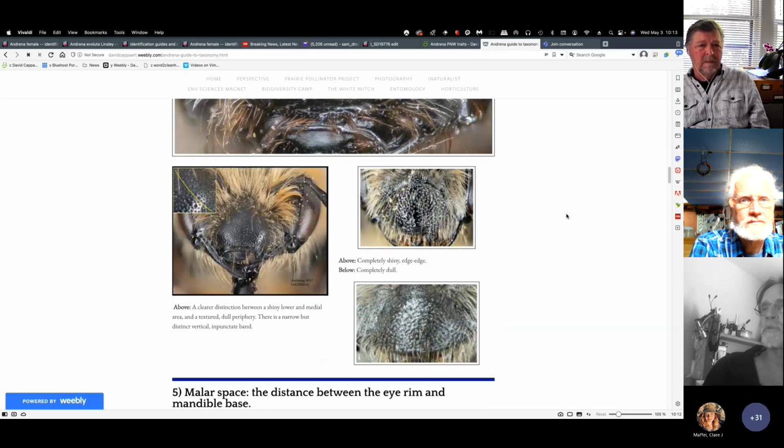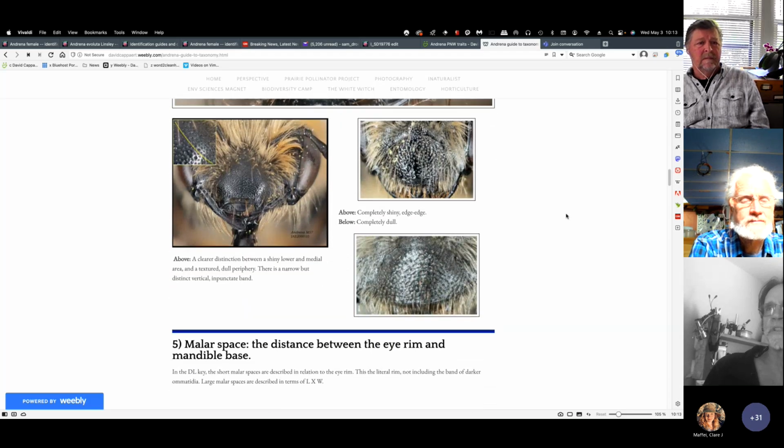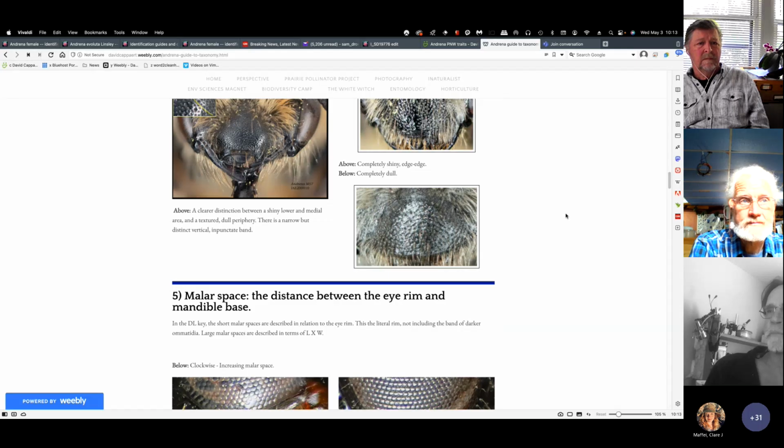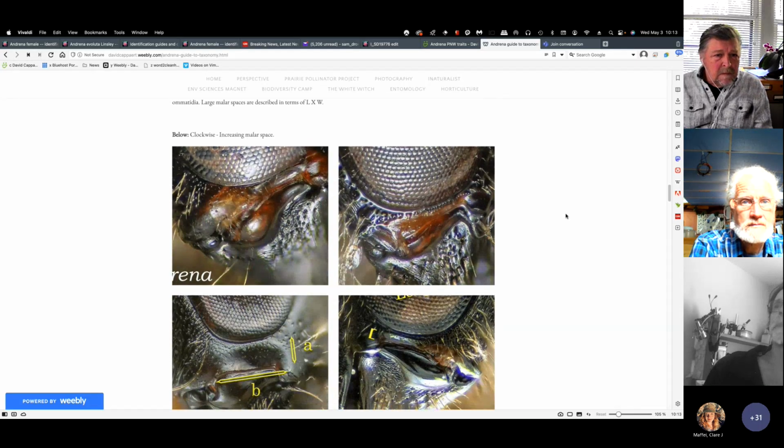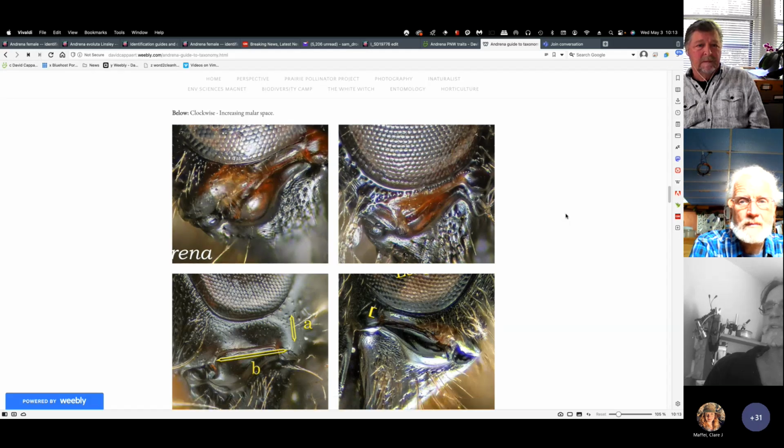And I don't want to necessarily walk through details on these because I think it's more helpful right now for Mike to give his wisdom on all this. One other thing to mention here is malar space. Malar space is really hard if you haven't looked at a whole bunch of specimens to understand what they are talking about.